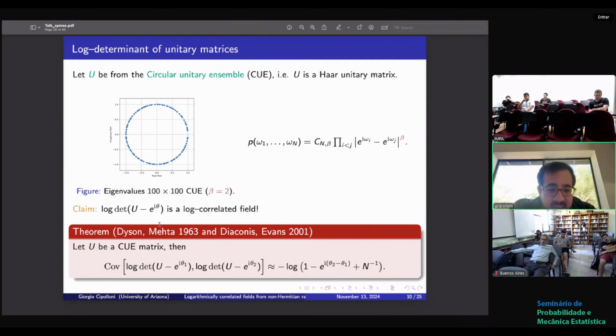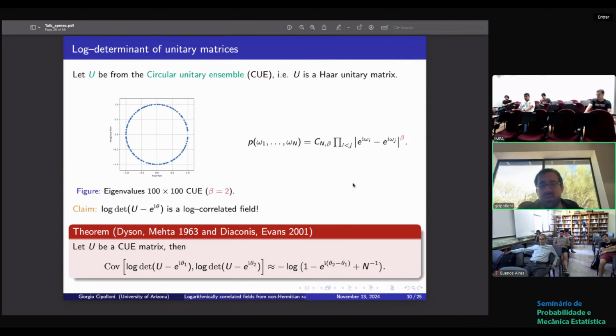Here I wrote down two references, because this result in a distributional sense was first computed quite a while ago by Dawson and Mehta, and more recently Diaconis and Evans proved this pointwise for fixed θ1 and θ2.